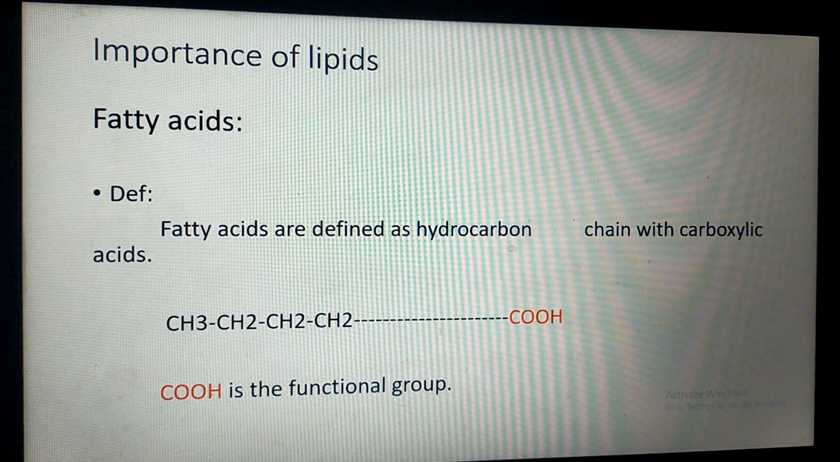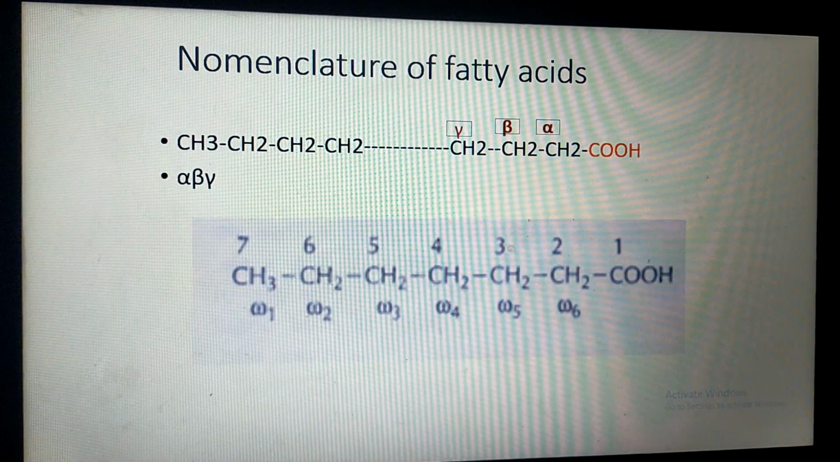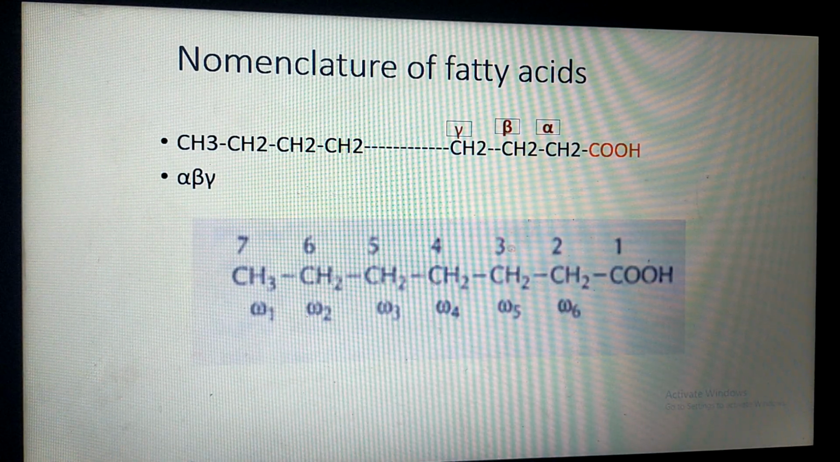Fatty acids, all of us know, can be defined as hydrocarbon chain with carboxylic acid group. Here carboxylic acid group is the functional group. Fatty acids can be named in different ways. If we start numbering the carbon atoms of the fatty acid from carboxyl end, then we have to number them as 1, 2, 3, 4, 5, 6.